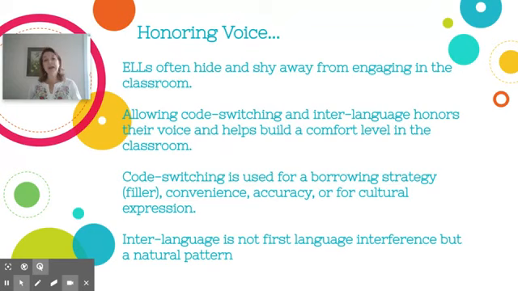It's not a scapegoat. It's not a weakness. It's how we think. When we first learn a language, we think of that language in whatever way we've learned it. So we need to allow them to use that in their class. Interlanguage is not first language interference, but it's a natural pattern that occurs.